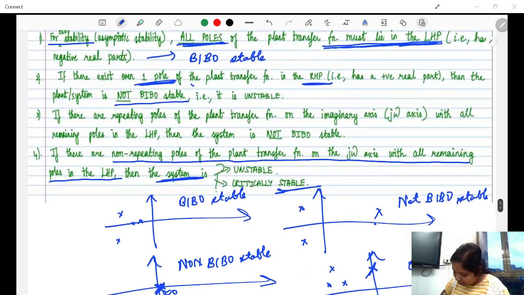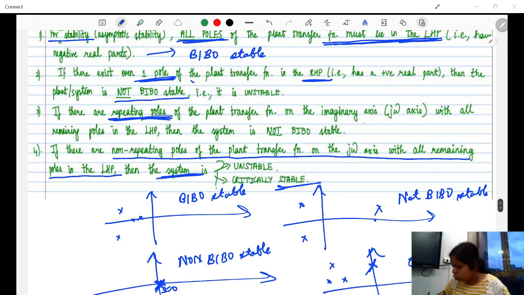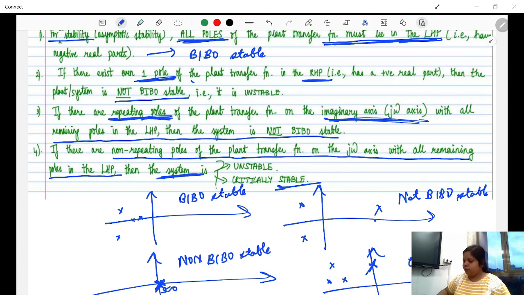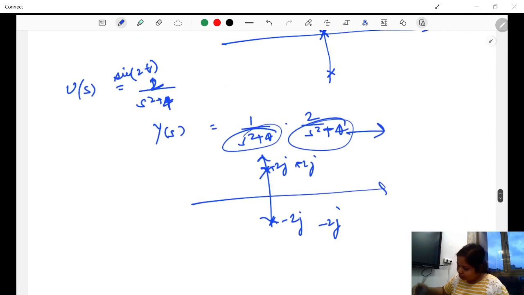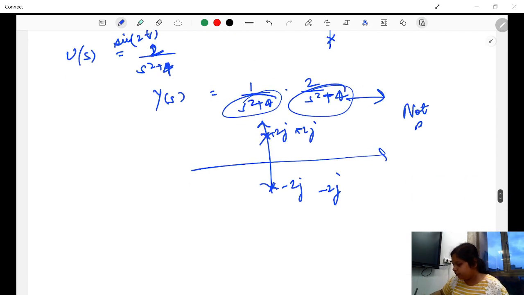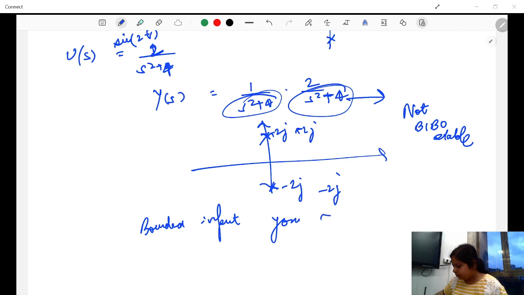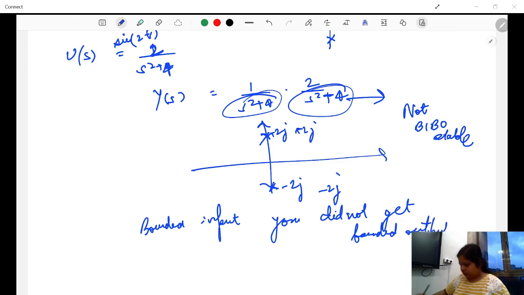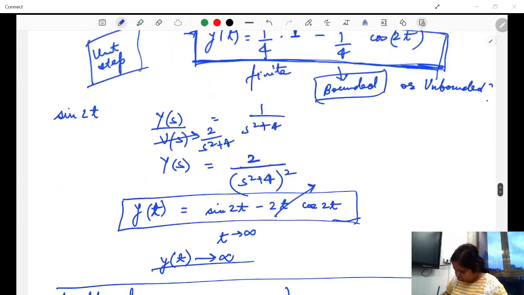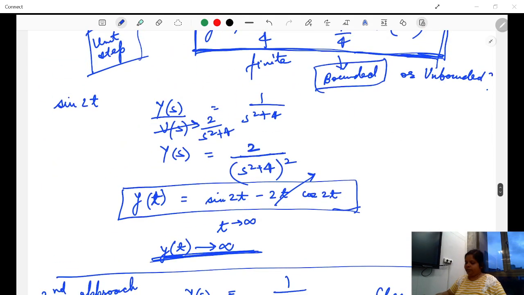So what was said here? If there are repeating poles of the plant transfer function on the imaginary axis with all the remaining poles in the LHP, then the system is not BIBO stable. So what you saw here is it is not BIBO stable. So that is why if it is not BIBO stable, it means for a bounded input you did not get a bounded output. So here you had y(t) equal to infinity.